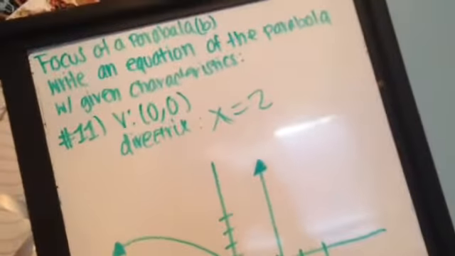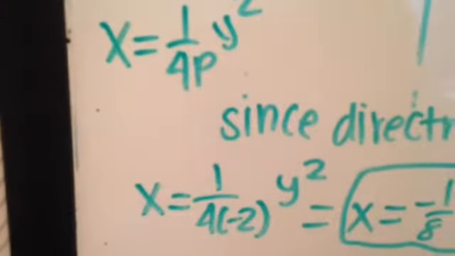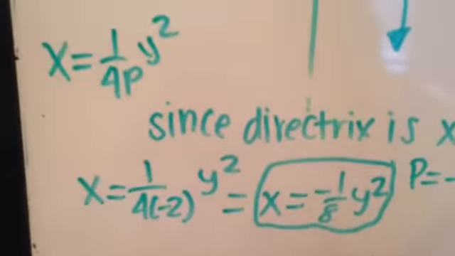Since I'm supposed to find an equation, this is the equation I'm supposed to use, which is x equals 1 over 4p y squared. And since the directrix is x equals 2, p equals negative 2. So you plug in negative 2 for p, and you get x equals 1 over 4 times negative 2, y squared. And that gives x equals negative 1 over 8 y squared.